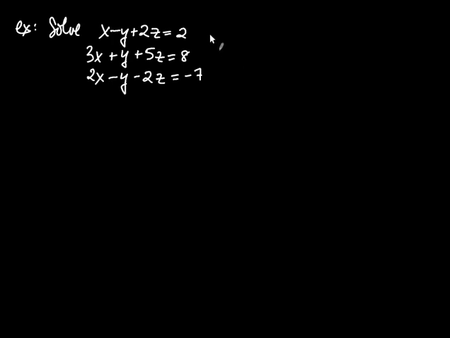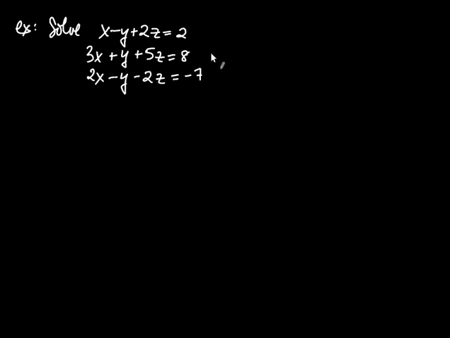So the first thing we're going to do, remember, we're trying to get to upper triangular form. Now, in upper triangular form, this second equation would not have an x, right? So the first thing we're going to do is eliminate this term right here, the 3x. And the way we're going to do that is we're going to multiply the top equation by -3, because this will become -3x. And then when I add those together, -3x plus 3x is going to be 0, and that'll be eliminated. Okay, let's go ahead and do that.